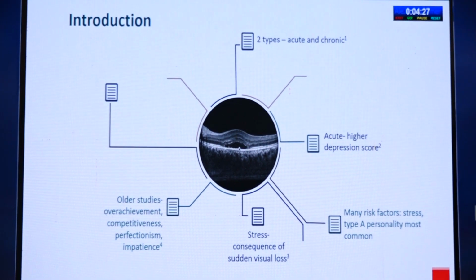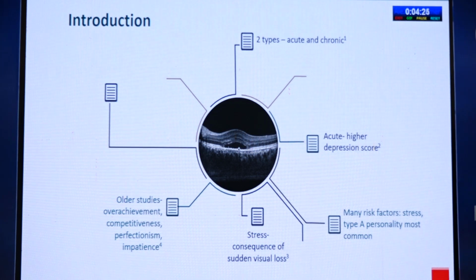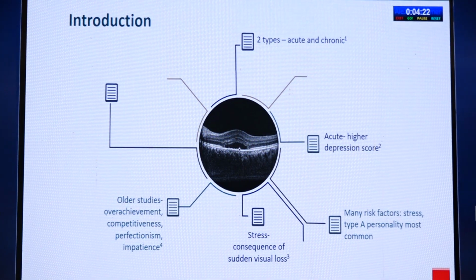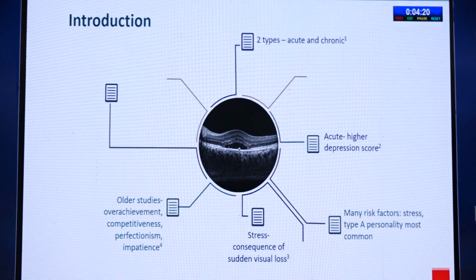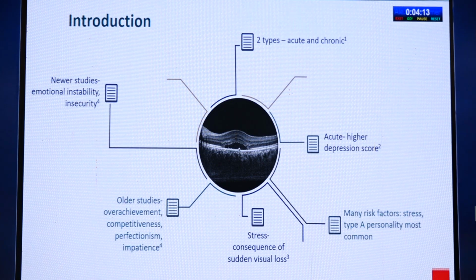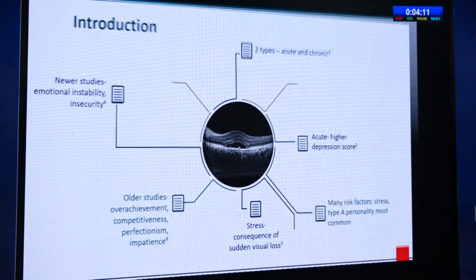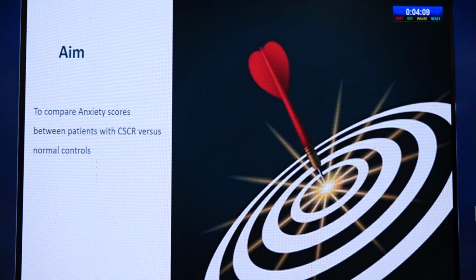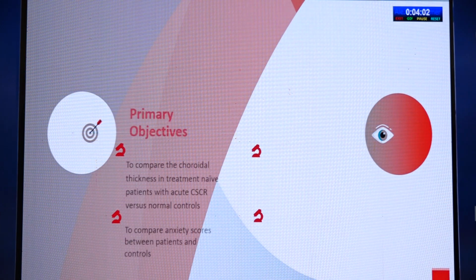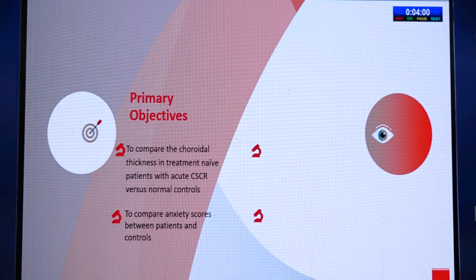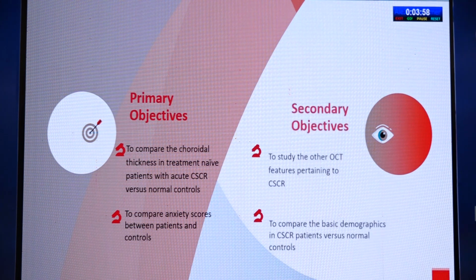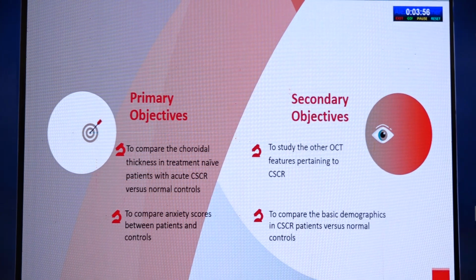The older studies state that personality characteristics like overachievement, competitiveness, perfectionism, and impatience are related to stress and CSER, whereas newer studies state that emotional instability and insecurity are related to CSER and stress. The aim was to compare anxiety scores between patients with CSER versus normal controls. As stated earlier, the objectives were to compare choroidal thickness and anxiety scores and to study OCT features and basic demographics.